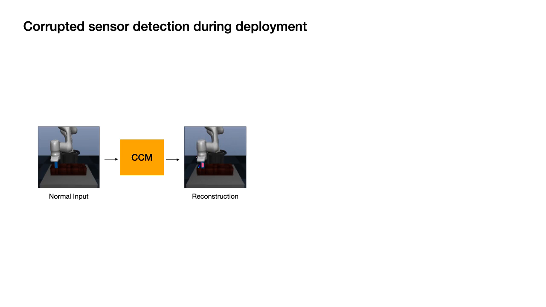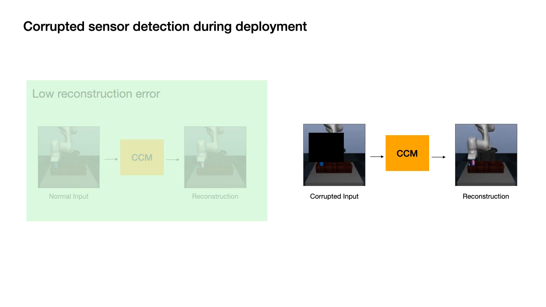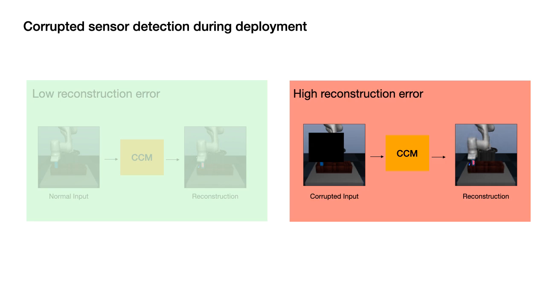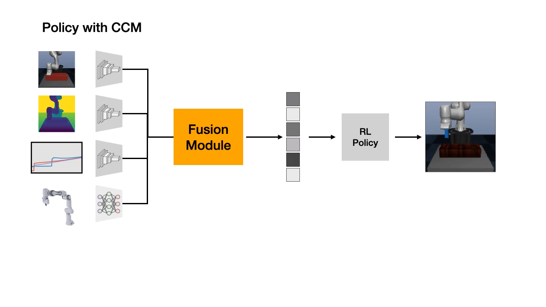We only train our representation with normal uncorrupted data. CCM is able to reconstruct normal image data with low reconstruction error. However, if CCM receives a corrupted image input during deployment, there will be a high reconstruction error, which we threshold to detect when an input modality is corrupted. After training, we freeze the representation and train an RL policy.